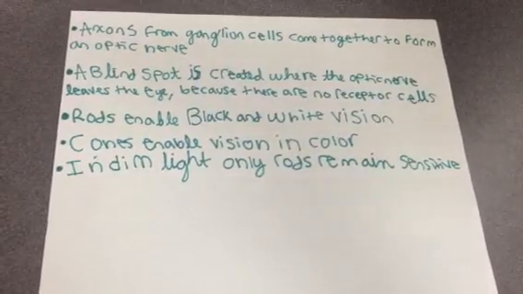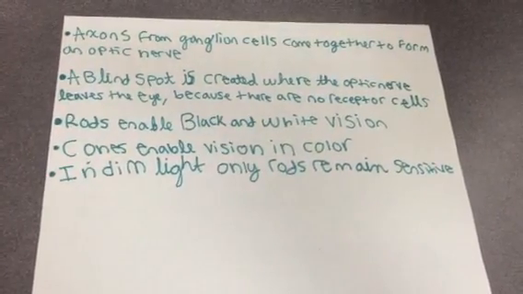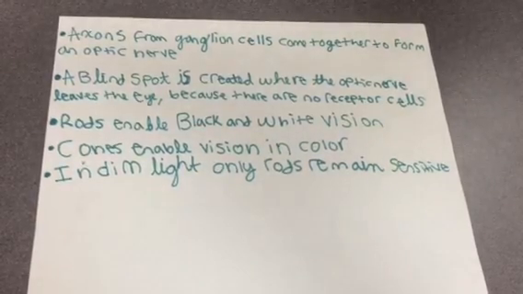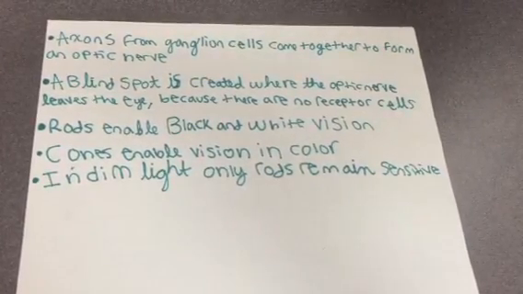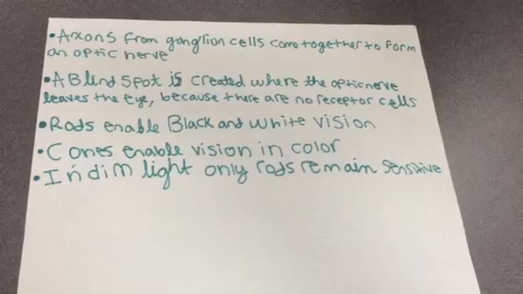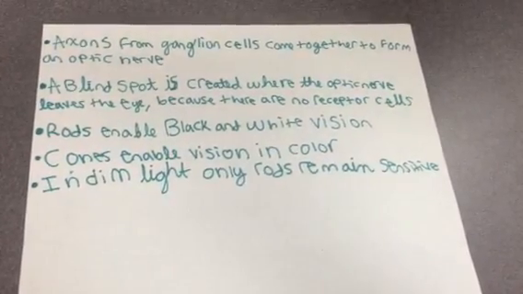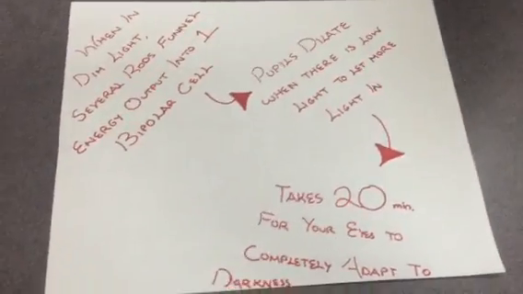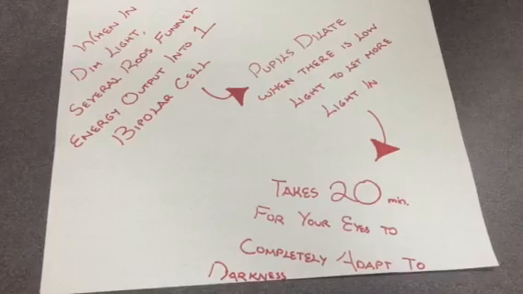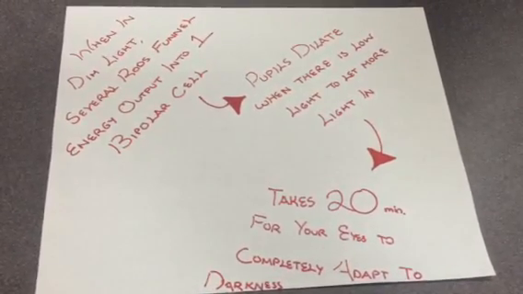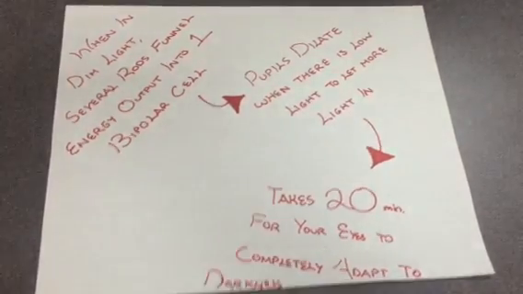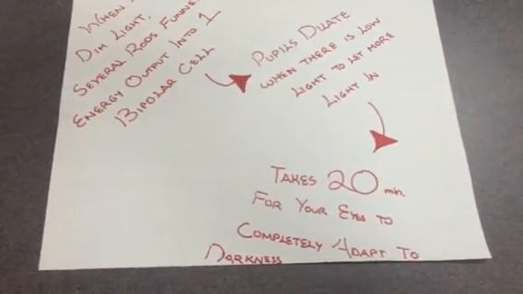A blind spot is created where the optic nerve leaves the eye because there are no receptor cells. The rods enable black and white vision, and the cones enable seeing color. In dim light, the rods remain sensitive, but cones are ineffectual, which is why you can't see colors in the dark.